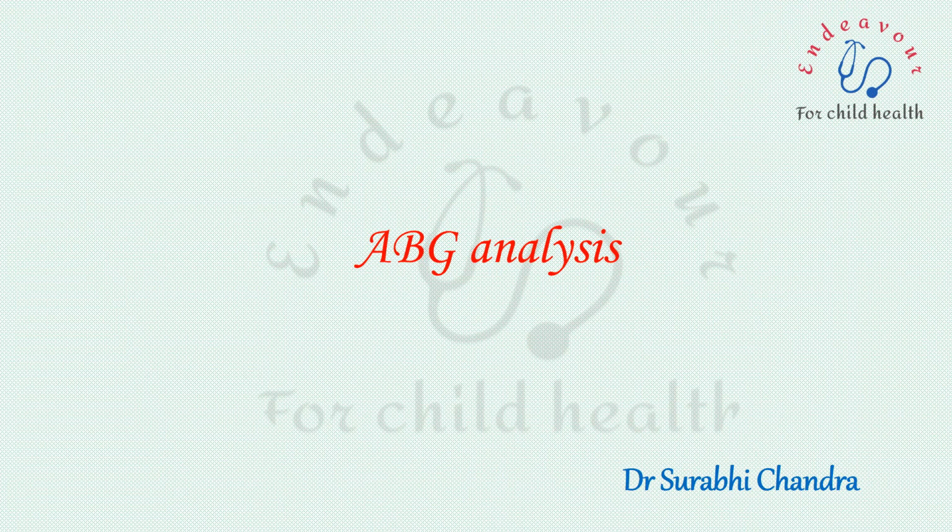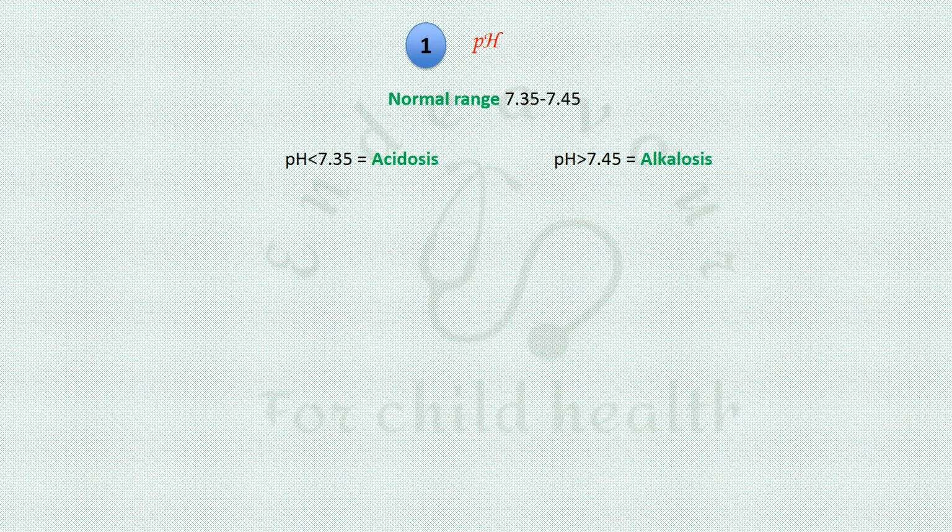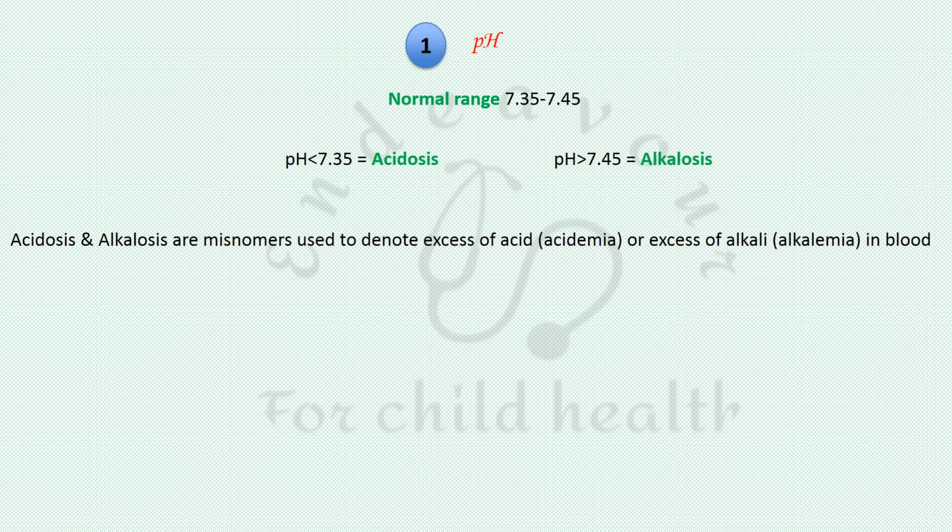Let's see how we analyze an ABG, almost a daily affair, still holding a lot of confusion. Starting head on, first look at the pH. Normal range is 7.35 to 7.45. pH less than 7.35 is deemed as acidosis, while more than 7.45 is known as alkalosis. We all know, acidosis and alkalosis are actually misnomers. They are used to denote excess of acidemia or excess of alkali in blood, that is alkalemia.